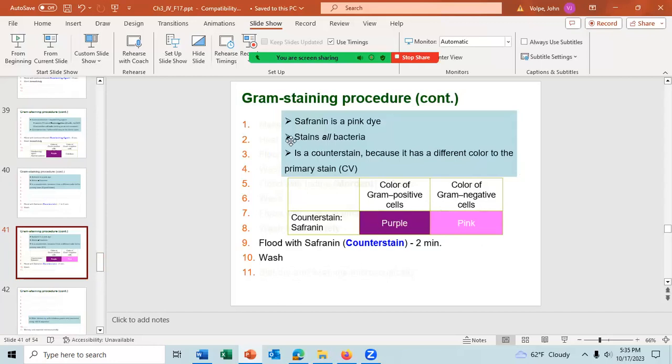I just stated right there, safranin stains all the cells. Or why isn't it a pink purple color after staining with safranin? Anyone have a guess?